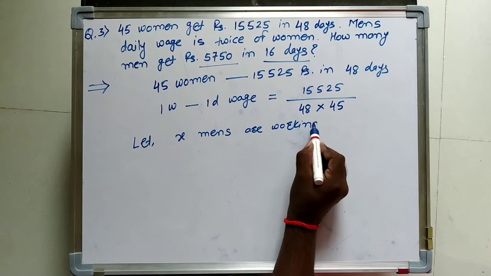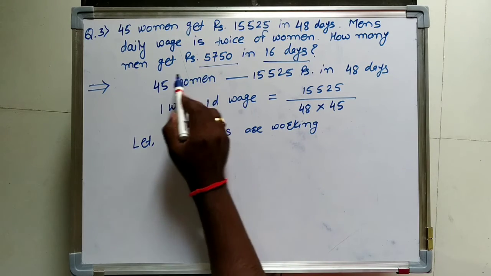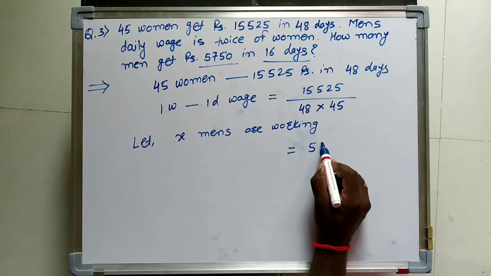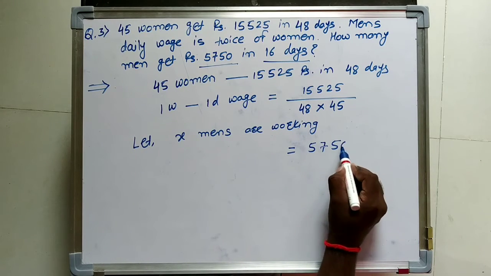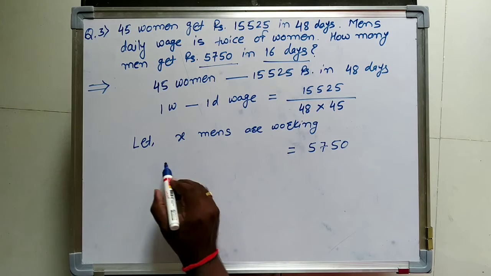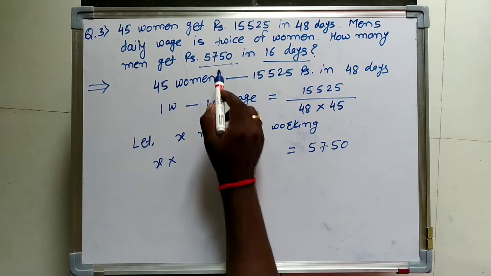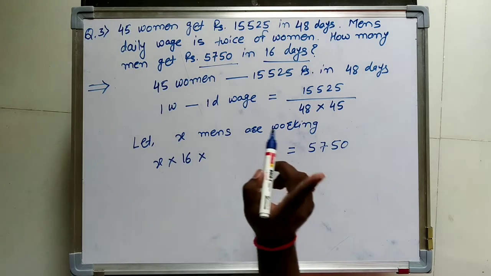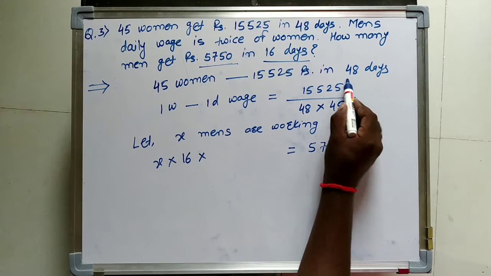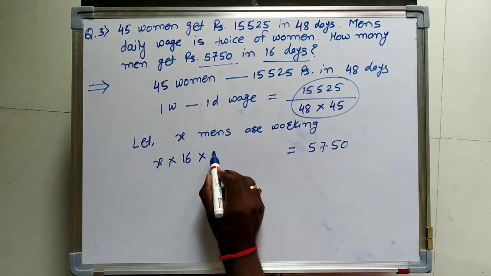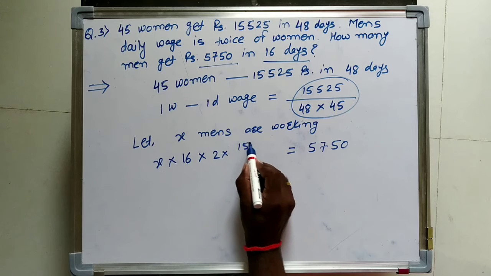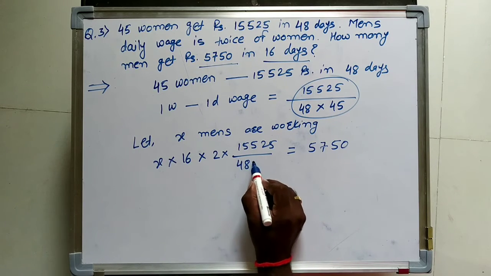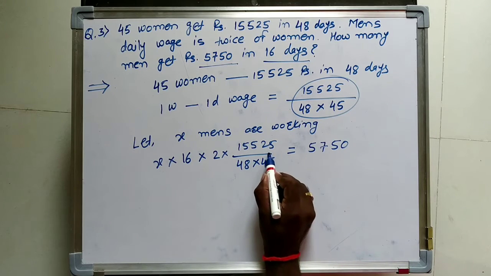So the wages for men are 5,750. How many men are there? X. For how many days have they worked? That is 16 days. One man's 1 day wage is twice of this, so 2 into 15,525 divided by 48 into 45.